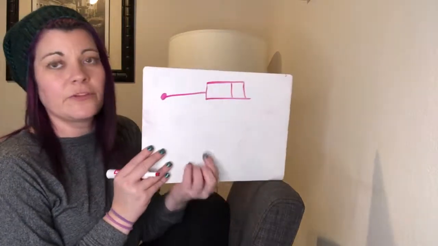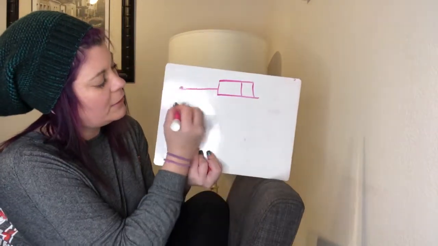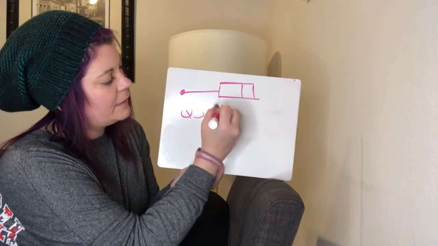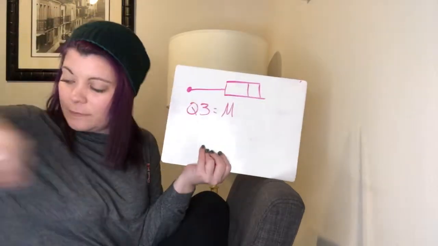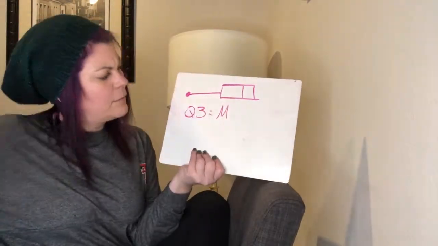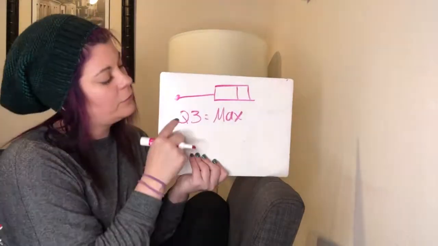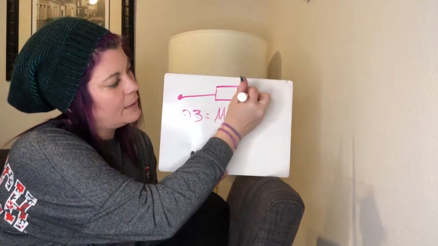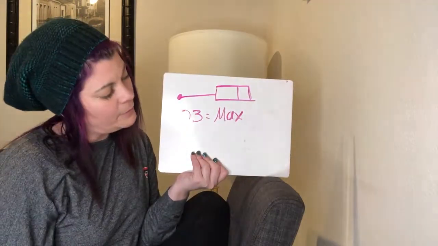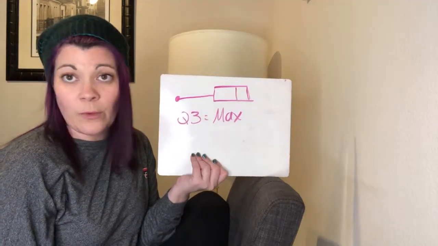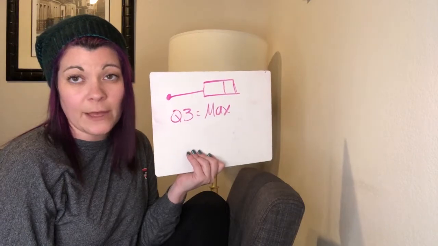And the other way a box can look is if it doesn't have a whisker on the other side. So if it doesn't have a whisker on this side, this means that Q3, not the median, Q3 and the maximum are the same. Q3 and the max. So that means that this right here represents the maximum number in the data as well as the upper quartile.